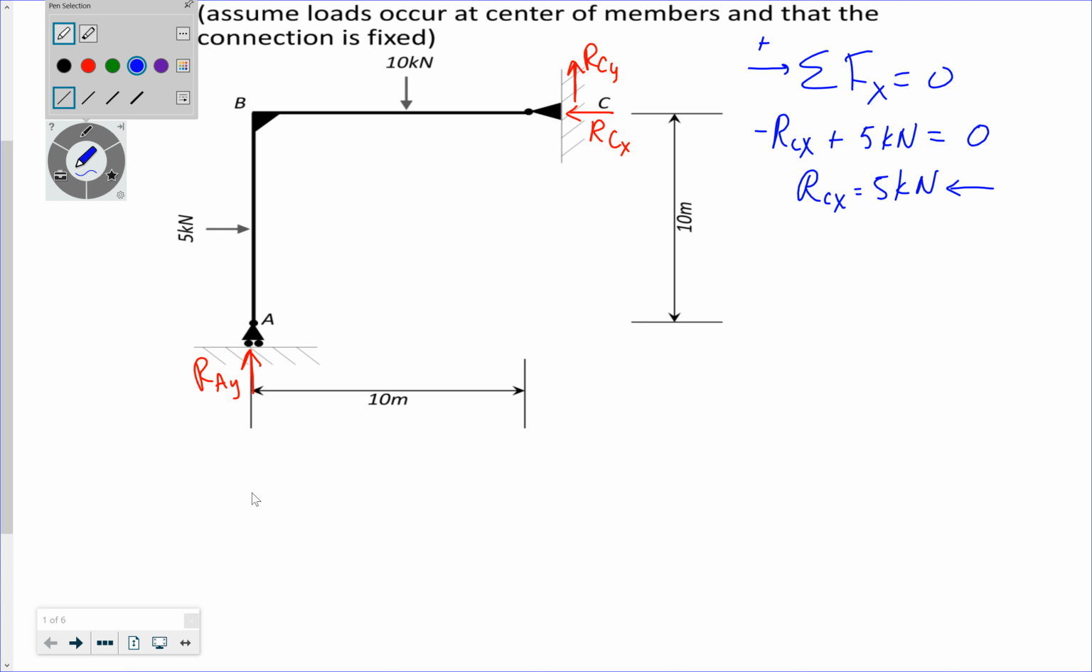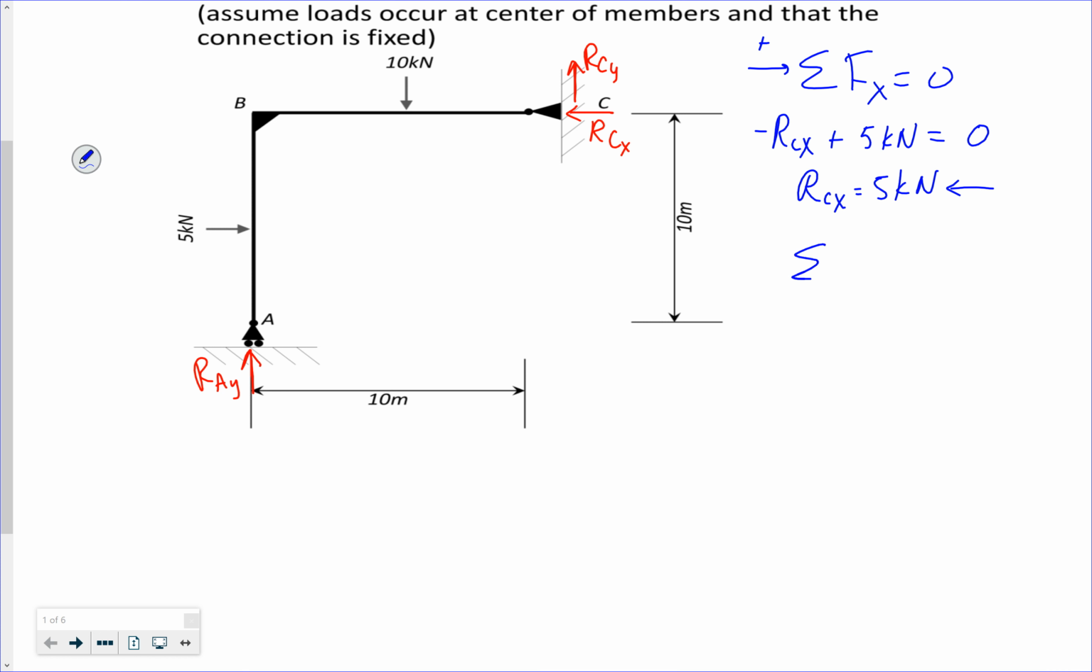So now I have two unknown vertical reactions. I'm going to do moments about A to find one of them. Let's see. So I take the moments about A.